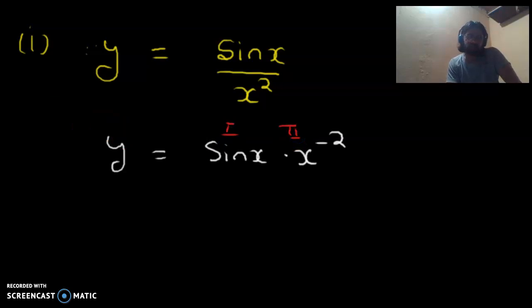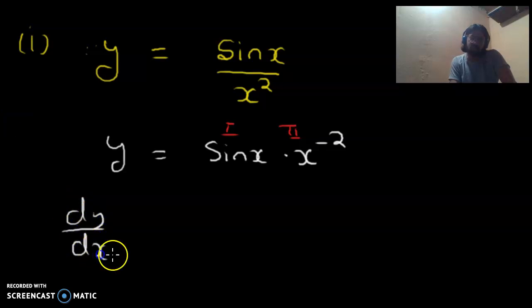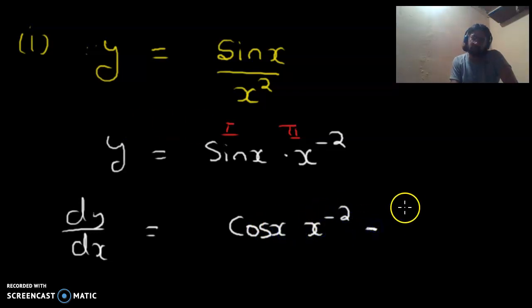So though there is a direct formula as well, instead of remembering the formula, work on the basics. Differentiation of the first function, second function intact, then differentiation of the second function. What is the differentiation of this? 2x to the power minus 3, first function intact. That's it.